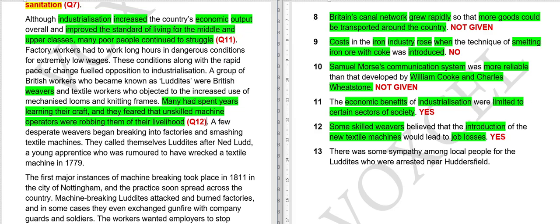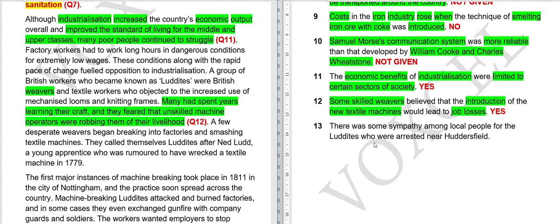So they feared that because of unskilled operators, they were being robbed of their livelihood. Livelihood, I have already told you, means jobs. So because of that, yes, they believed machines were depriving them, or because of machines they were losing their jobs. Hope it is clear. Moving on to the next question, question number 13.